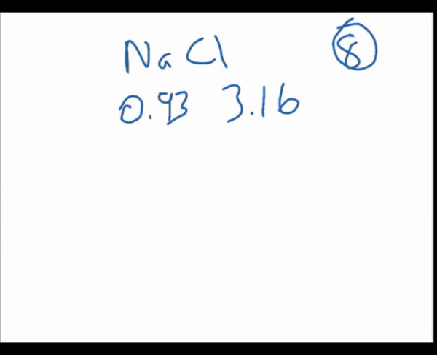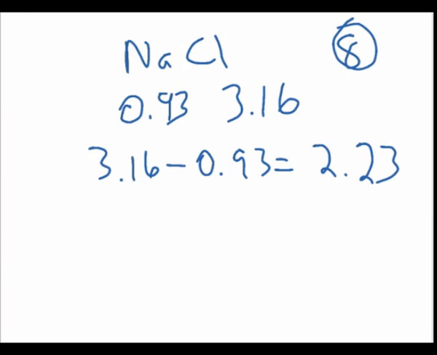First of all, we need to see the difference between the electronegativities. 3.16 minus 0.93 equals 2.23. This number is greater than 2. This tells us that these electrons are not going to be shared. It's going to turn out that chloride is going to end up with all 8 of them. And sodium is going to lose its valence electron. It's going to have none. This is called an ionic bond.